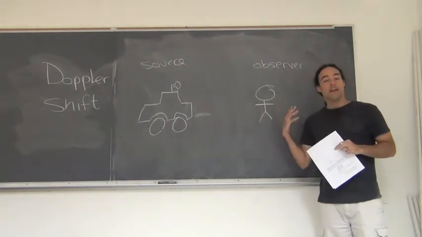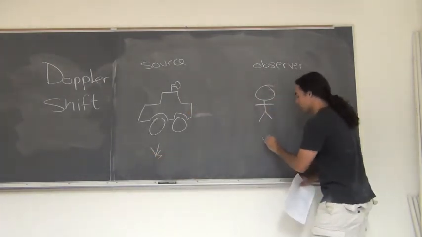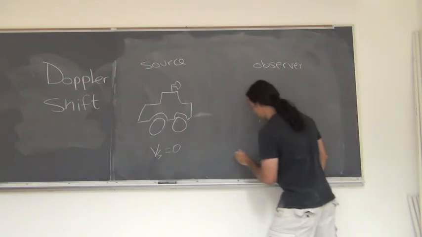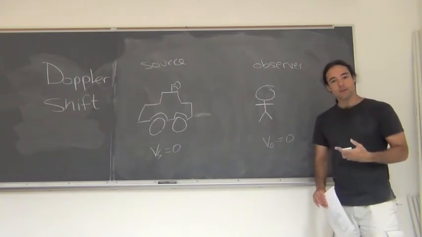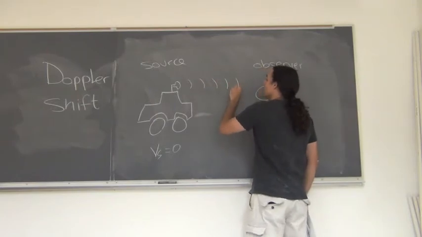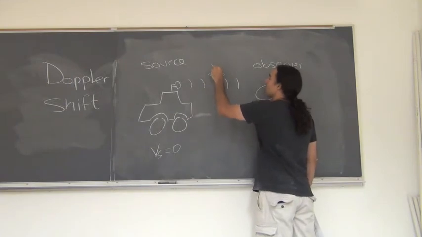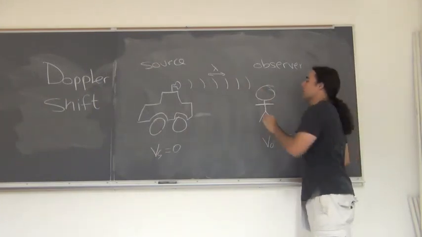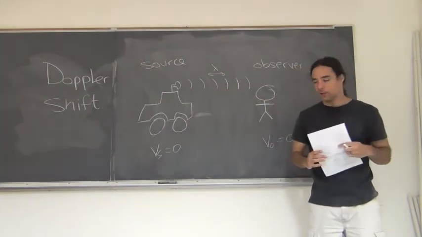Now, to start off with, let's say the velocity of the source and the velocity of the observer are both 0. So nobody's moving. But the car does have a loudspeaker on it, and that loudspeaker is emitting sound, and that sound has a certain wavelength. That's the distance between the two peaks in the wave, which I'm representing here with those little slightly curved lines. So it has a certain wavelength, and therefore it has a certain frequency.